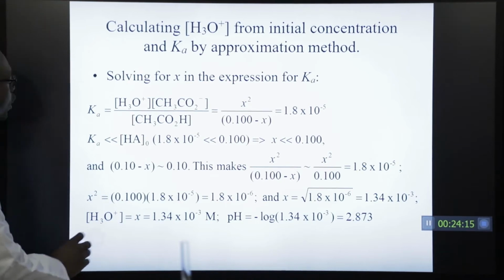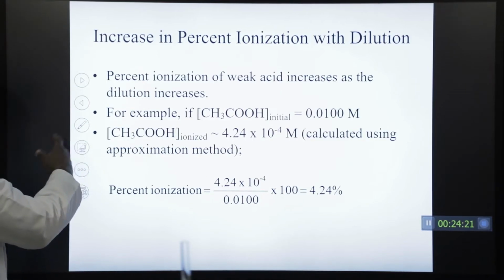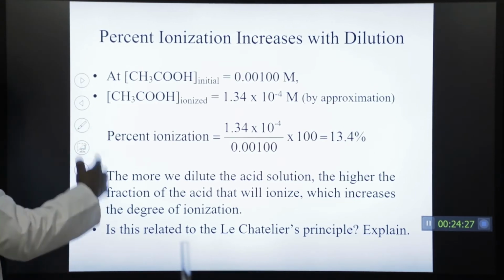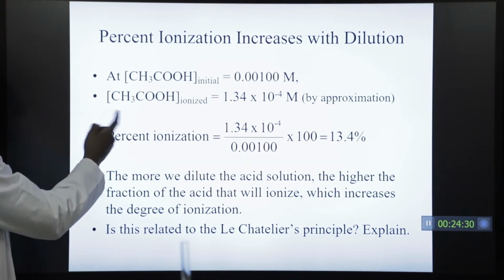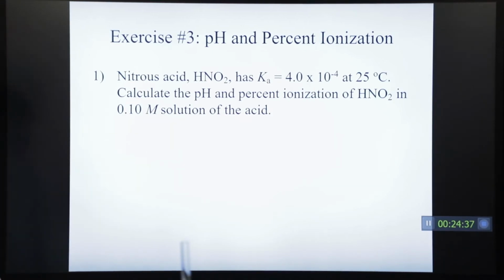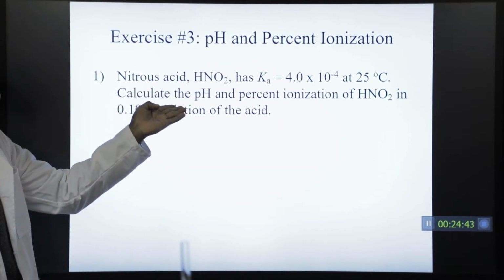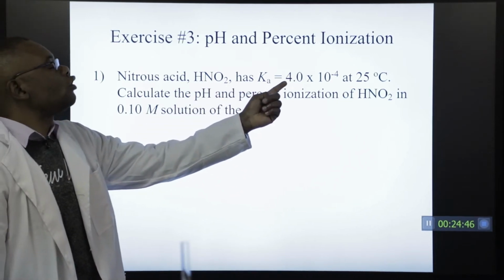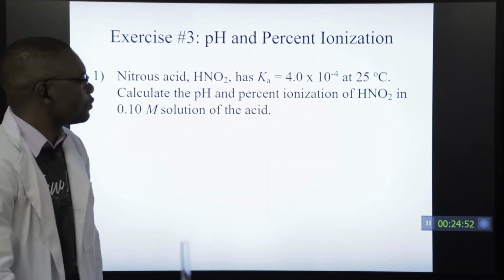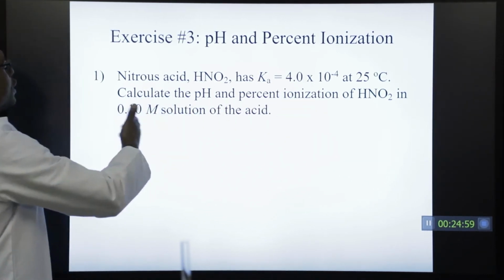Okay. So we can continue to have more examples of these calculations and go on to do percentage ionization and increase dilution. Those things, you are not expected to know them, but you can have similar examples where you apply the same principle, and the calculations where you are given nitrous acid, a very weak acid, with a Ka value of 4 times 10 to the power minus 4. You can see that this is a very, very small number, 0.00004, at 25 degrees, and you're expected to calculate the pH and the percentage ionization in a 0.1 molar solution.